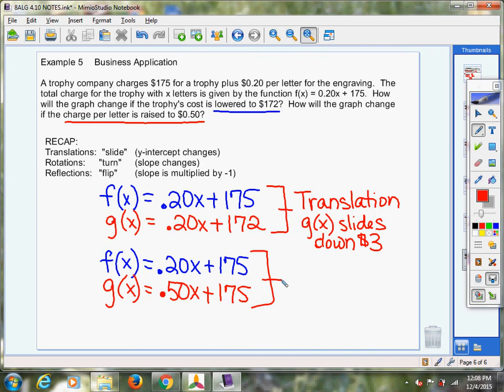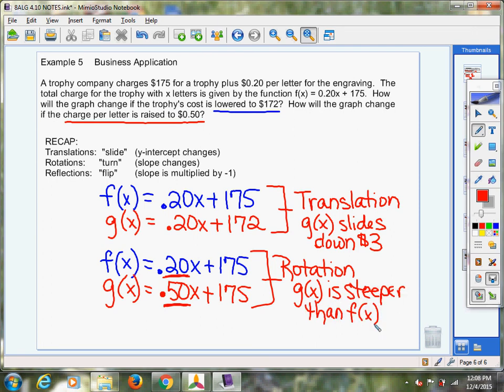Well, our slopes are two completely different numbers. They are not opposites. And so what we would say is this is a rotation, and g of x is steeper than f of x. Of course, the reason being is because it has the greater slope of the two.